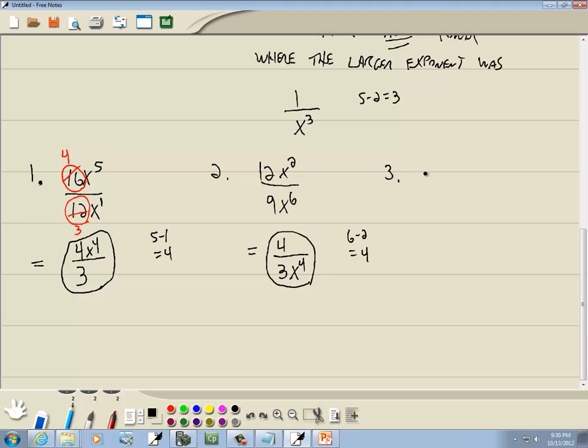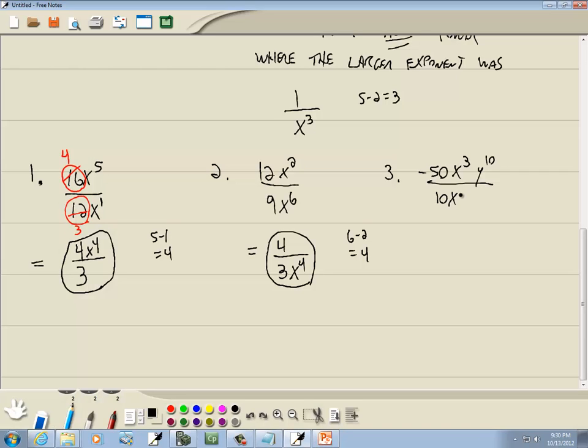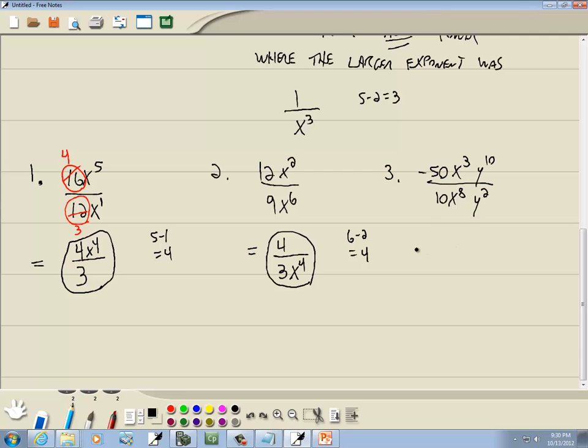Let's look at this one. Negative 50 x to the third y to the 10th over 10 x to the 8th y squared. Well, first let's talk about the numbers. 50 and 10 both divisible by 10. Negative 50 divided by 10 is negative 5. 10 divided by 10 is 1.